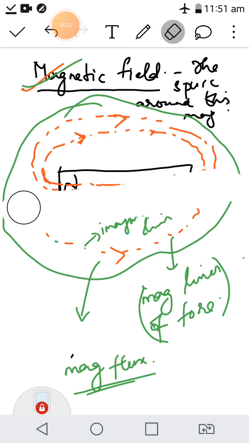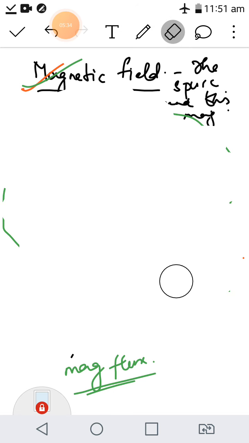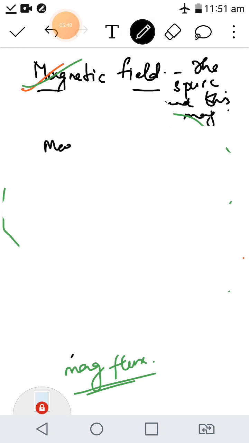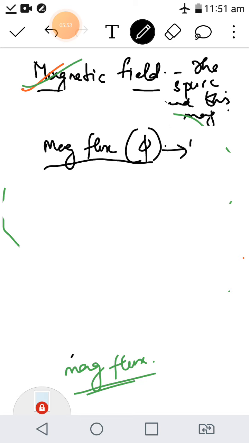Okay, and normally magnetic flux is represented by the letter phi. It's the total number of lines produced from a magnet, and its unit is Weber. Normally we represent it by the letters Wb. So this is magnetic flux. Another term that we need to learn is, if we know what magnetic flux is, then what is magnetic flux density?